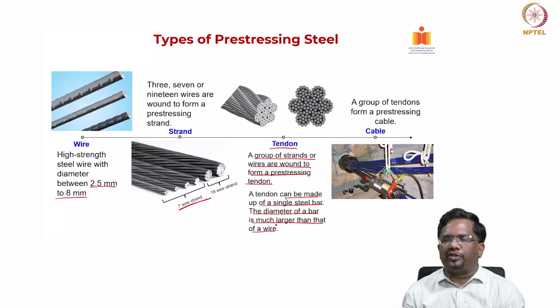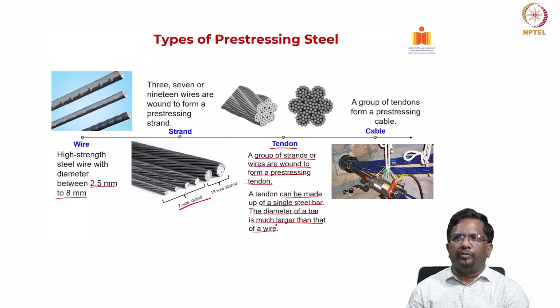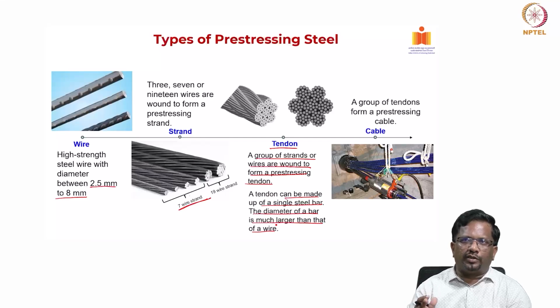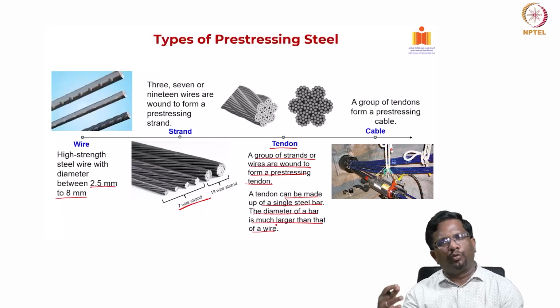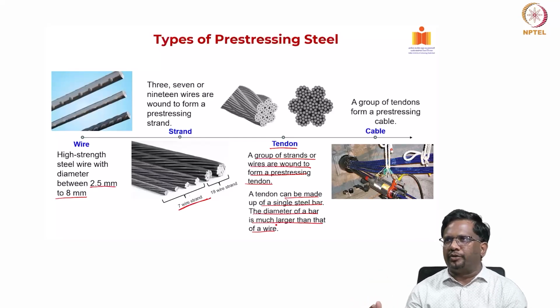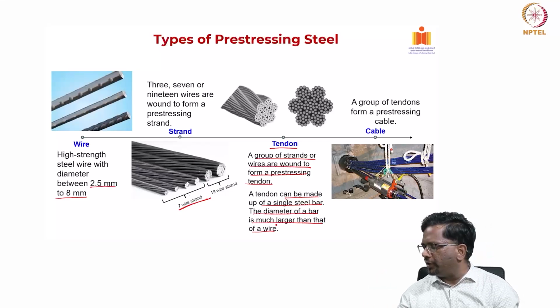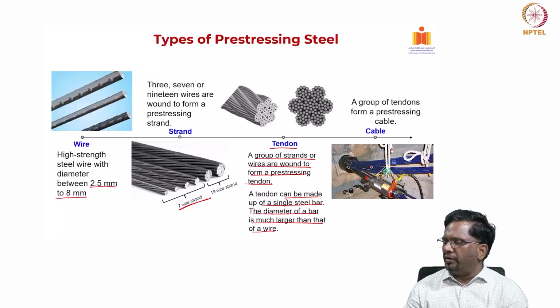Now, you can ask what is a cable? A cable becomes a group of tendons. A group of wires is a strand, a group of strands is a tendon, and a group of tendons is called a cable. So, they form a prestressing cable like the one that you see here. So many tendons can be grouped together, or so many strands can be grouped together, to form a large cable.